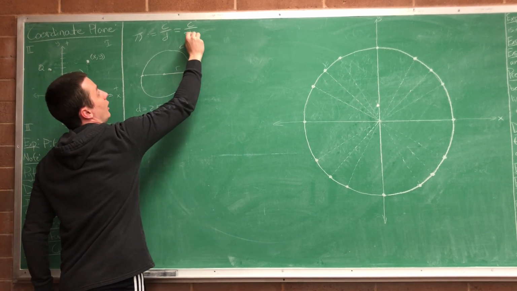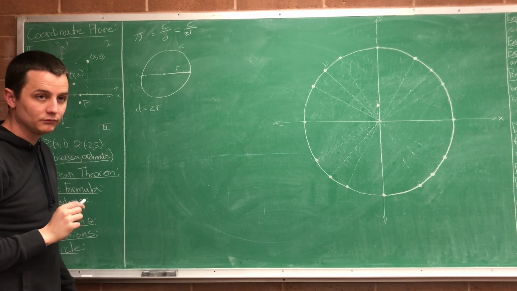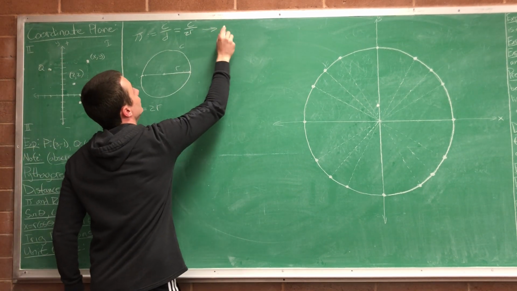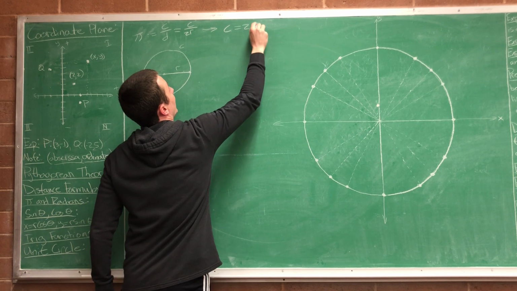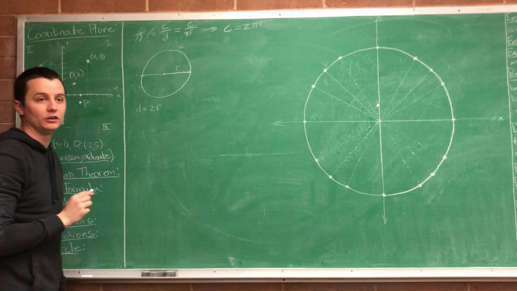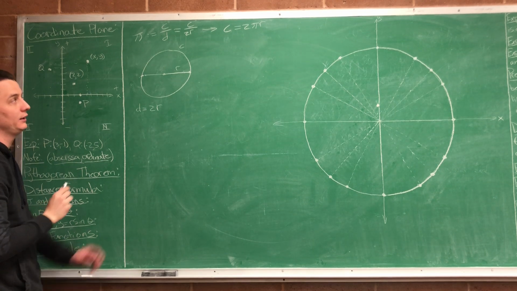Okay, and we can also say that as c over 2r if we write it in terms of r. Or in other words, circumference is equal to 2 pi r. And that's probably a formula you've seen a lot for calculating the circumference of a circle. 2 pi times the radius.